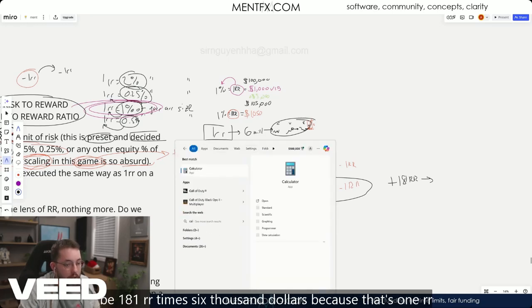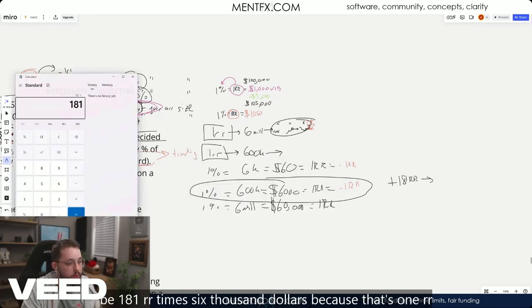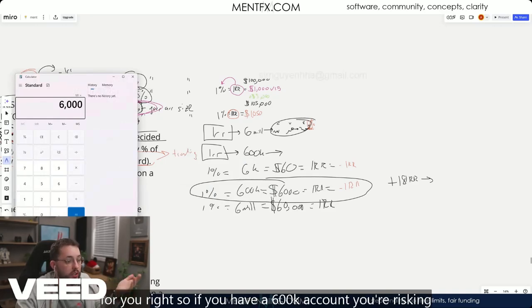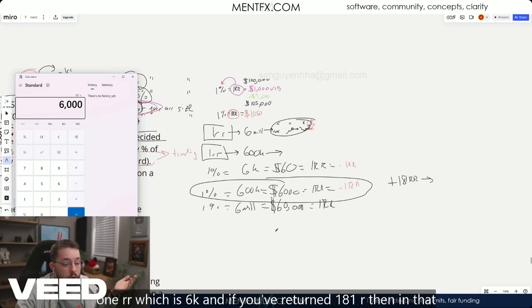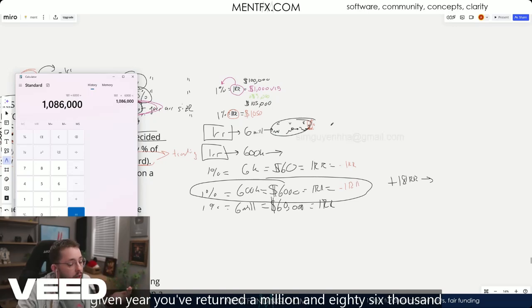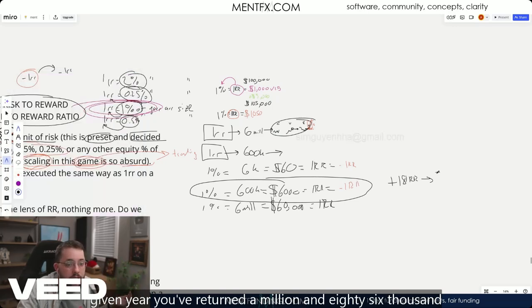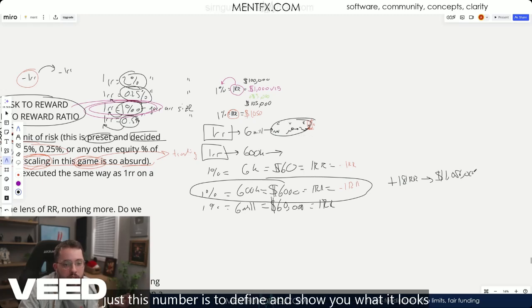That would be 181 RR times $6,000, because that's 1 RR for you. So if you have a 600K account, you're risking 1 RR, which is 6K. And if you've returned 181 R, then in that given year, you've returned $1,086,000.